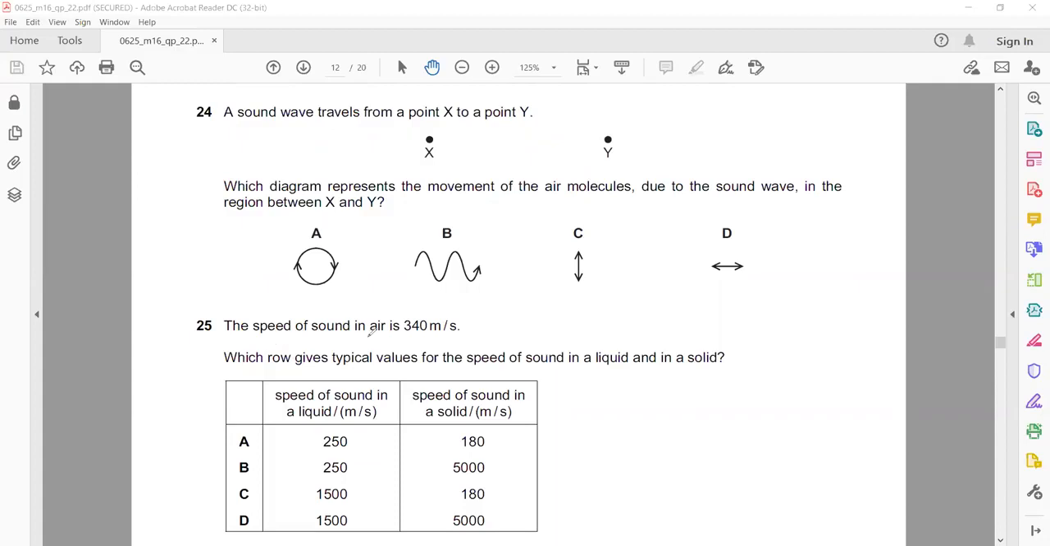Question 25. The speed of sound in air is 340 meters per second. Which shows typical values of speed in a liquid and a solid? The typical value of the speed of sound in a liquid is 1500 and in a solid is about 5000. That's why D is the right answer.